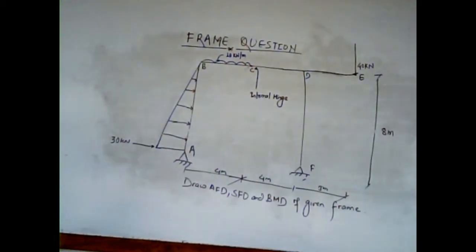In section BC a uniformly distributed load of 10 kilonewton per meter has been given, and at C there is an internal hinge, and section DE is our overhanging part. At joint E we have 40 kilonewton as a point load. So friends, we need to determine the axial force diagram, shear force diagram and bending moment diagram for this frame.